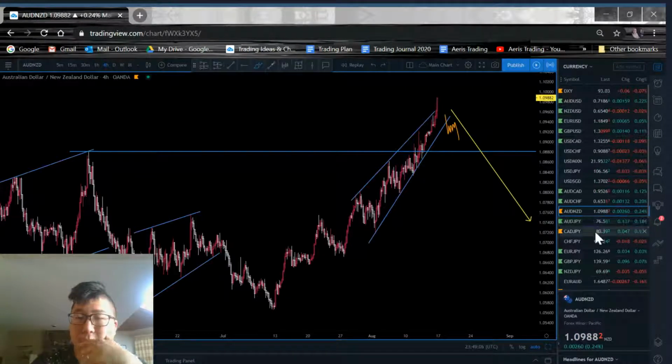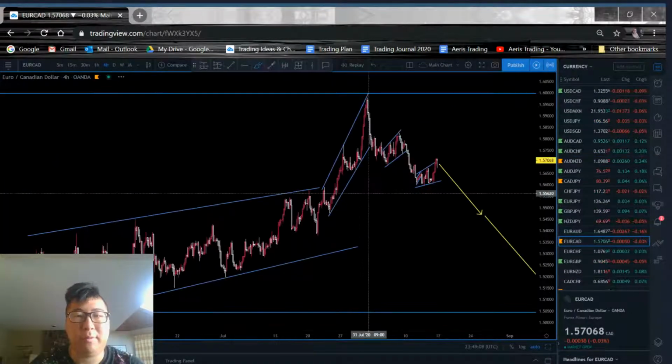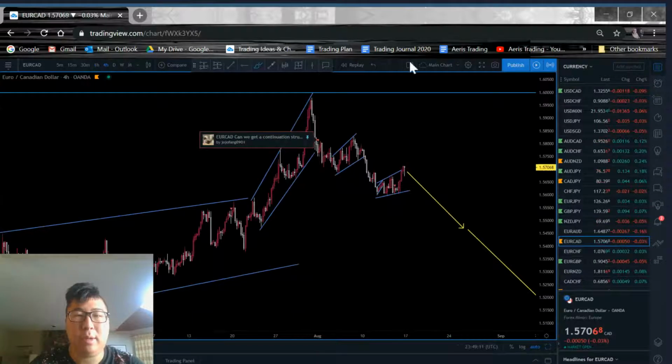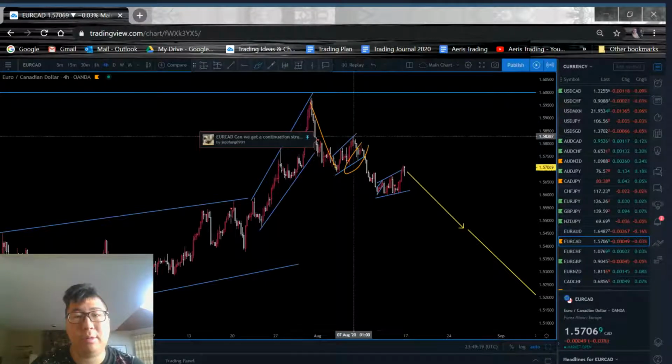So let's go to a couple other pairs. Eurocat. Eurocat is one of my favorites for this upcoming week. So we do see the impulse down. We had this correction, and that's what I mentioned, looking for a continuation structure. We do have that continuation structure.